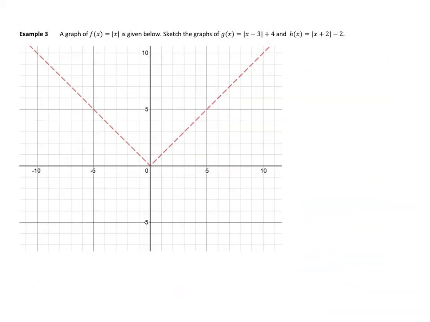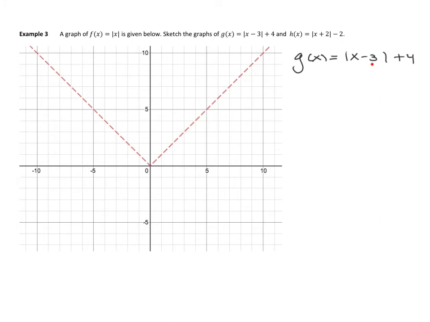Let's combine the ideas of examples 1 and 2 here in example 3. So I have a graph of the absolute value of x, and let's first sketch a graph of g of x, which is the absolute value of x minus 3 plus 4. What does this thing look like? Now, if you look at the differences between this and this, I see a minus 3 and a plus 4, so there's definitely 2 things that are different.